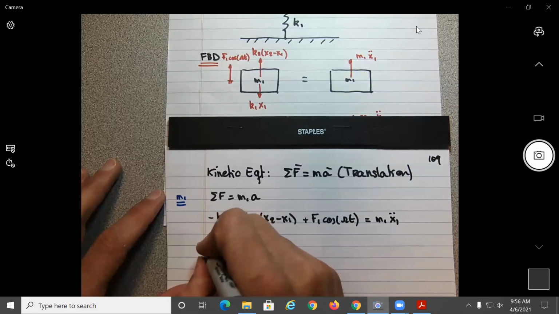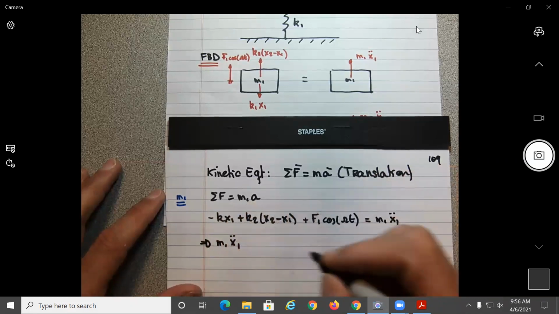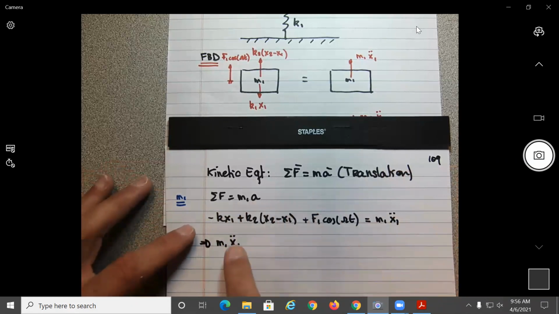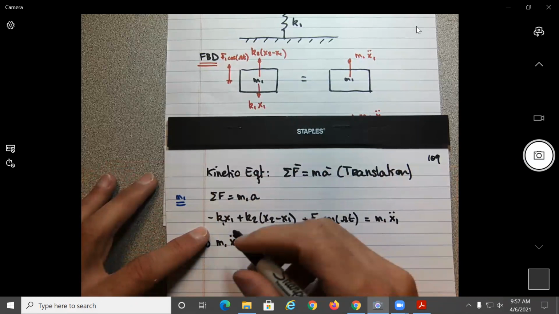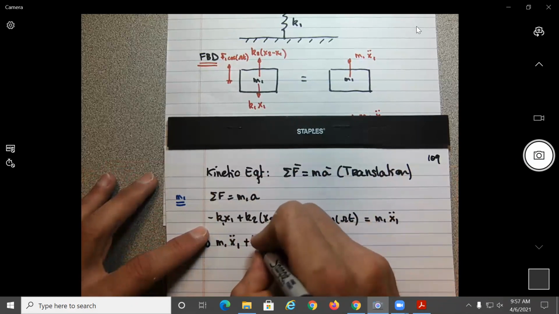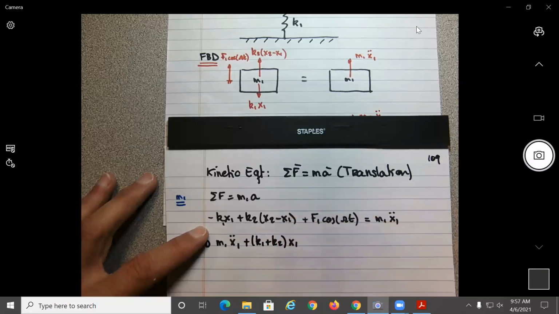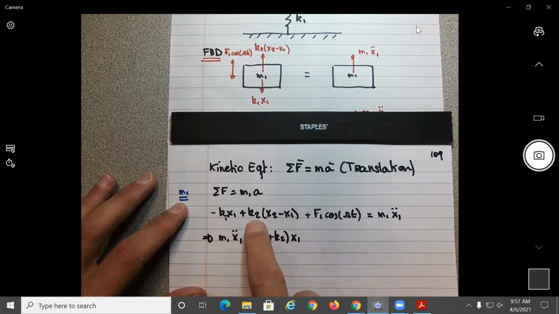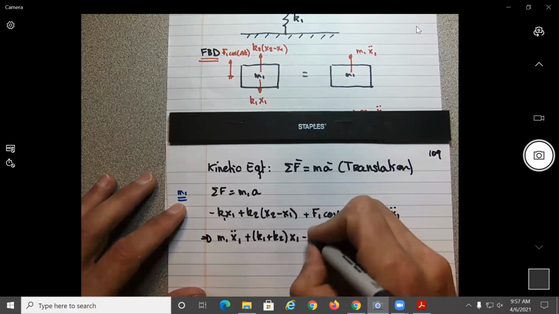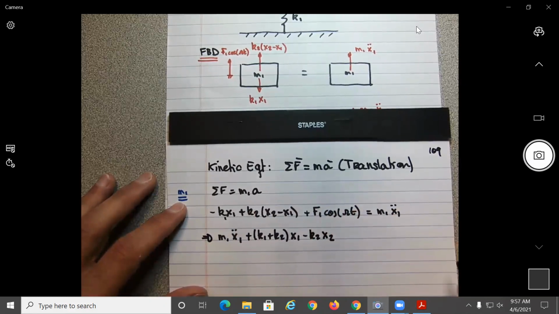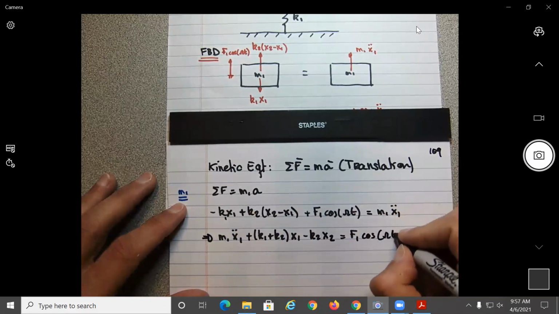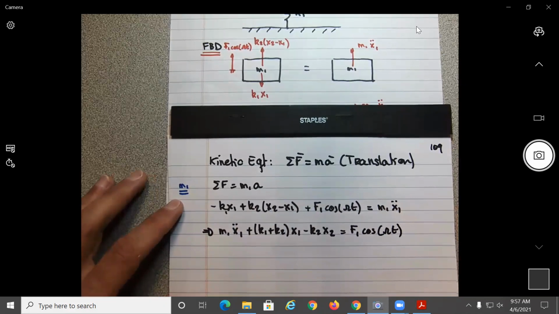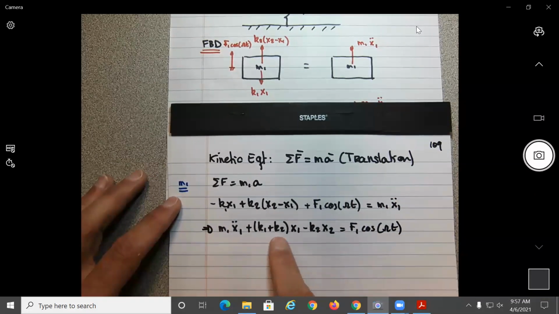So if I rearrange this, okay, let's see, we're going to have M1 X double dot 1. Then we're going to move terms. So here what do we have? Minus K1 X1 minus K2 X1, no? We move them to the other side, so we could write this as plus (K1 plus K2) X1. Then we have plus K2 X2, we move to the side, it will be minus K2 X2, and we leave this F1 on the same side. So this will be equal to F1 cosine capital omega T. Okay, so this will be the equation of motion for the first mass.